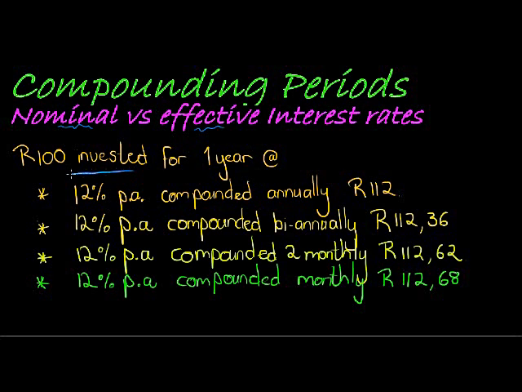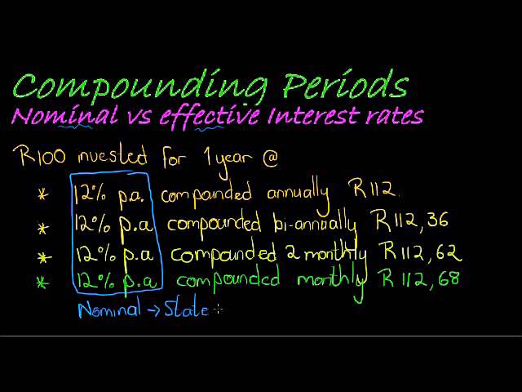Now, this quoted interest rate, that 12% per annum, is called the nominal interest rate. Nominal. Now, the word nominal means that it is stated, or what is expressed, but it's not necessarily the real interest rate that was earned. Okay, so the nominal is the stated interest rate.